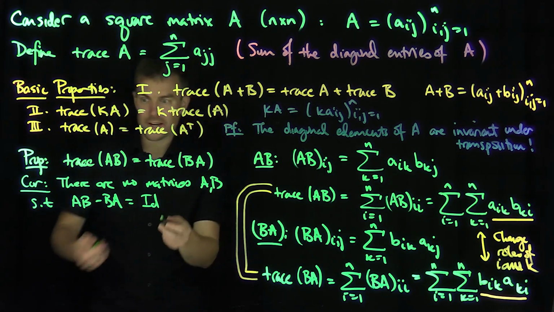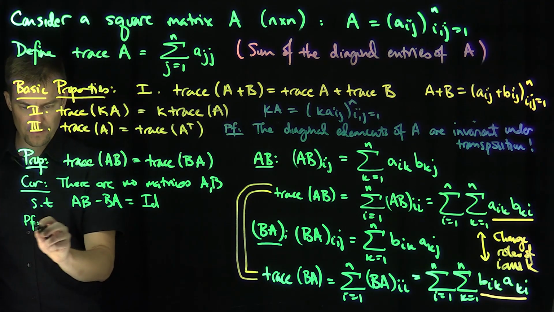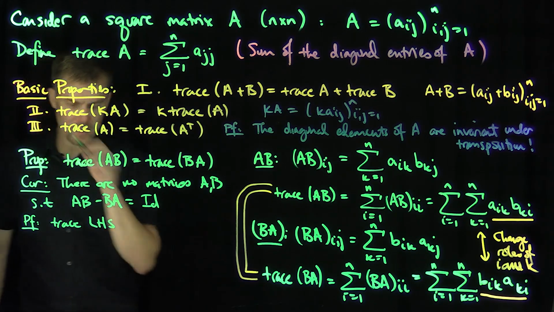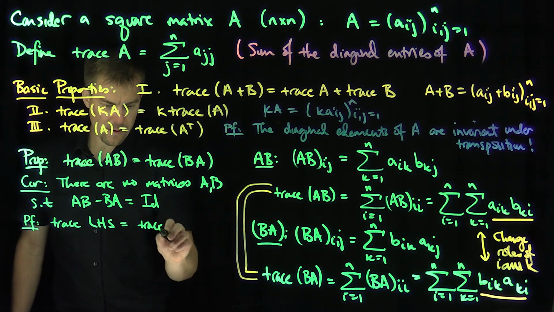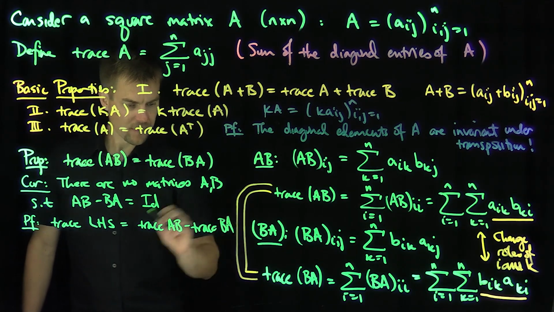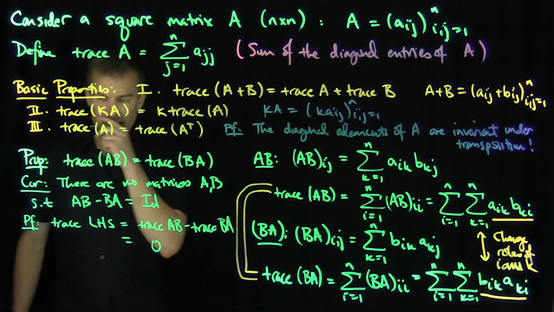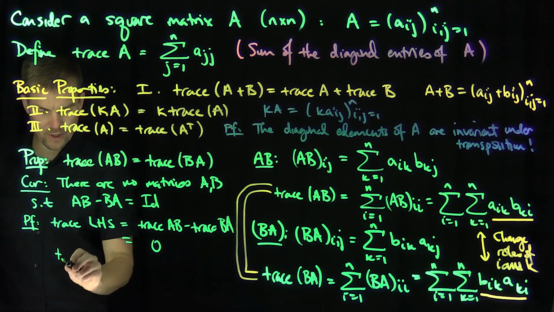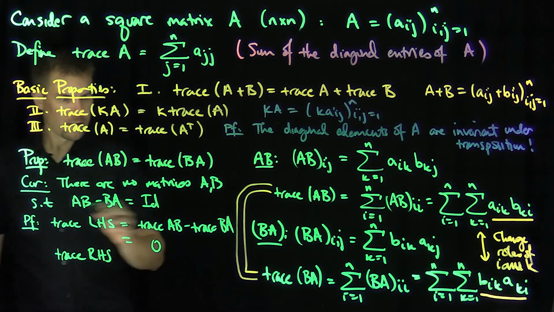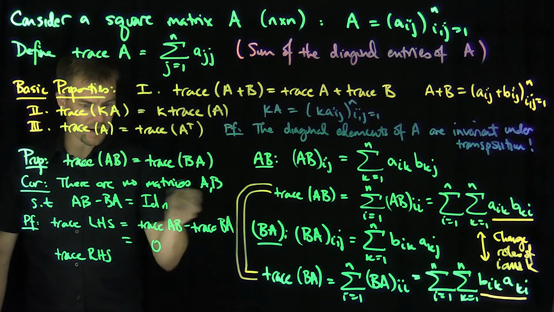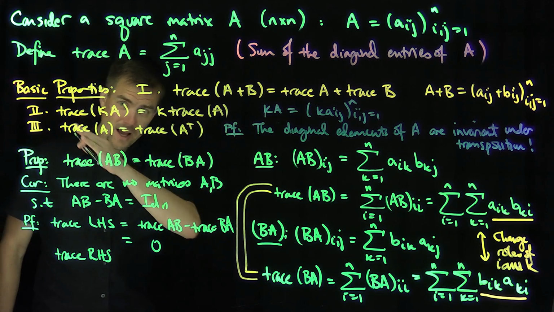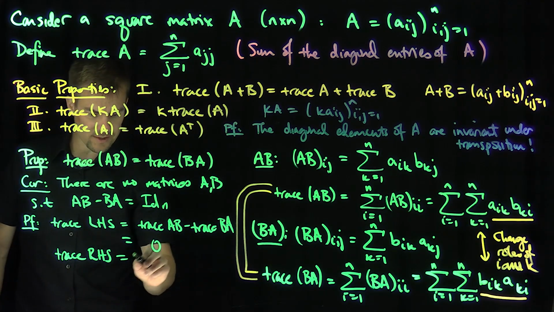Why not? Because I can just trace this identity. The proof is just if you trace, the trace of the left-hand side is going to be equal to the trace of AB minus the trace of BA, which we know is equal to 0. And the trace of the right-hand side, I'll say this is the n-by-n identity, where there are n-by-n matrices. The identity matrix has 1's along the main diagonal, and there's n terms on the main diagonal, so the trace of the right-hand side is equal to n.